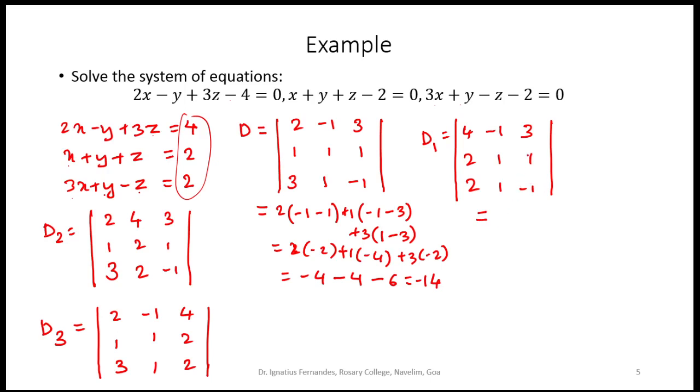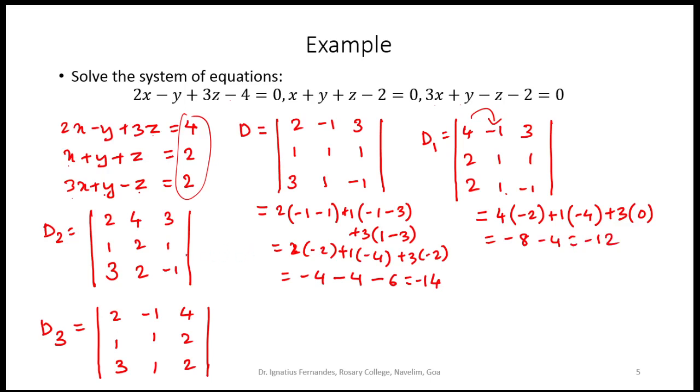So D1 will be equal to 4 multiplied by 1 into minus 1, that is minus 1. Minus 1 into 1. So minus 1 gives you minus 2. Then I go to this. So that will give me plus 1. Next this 2 into minus 1 is minus 2. Minus 2 into 1 is 2. So 2 minus 2 will give you minus 4. And then plus 3 into 2 into 1 minus 2 into 1, that will give you 0. Okay. So this will give you minus 8 and minus 4, that is minus 12.